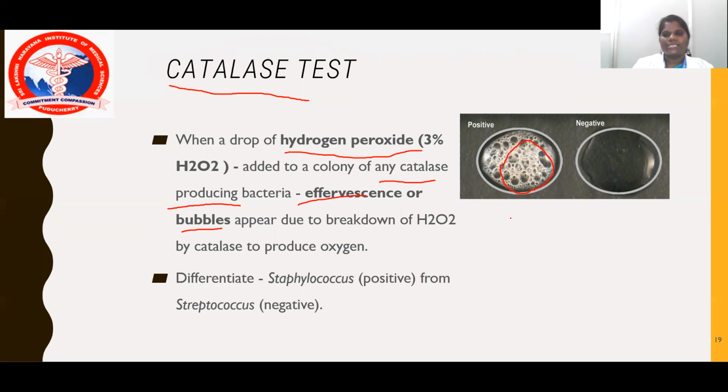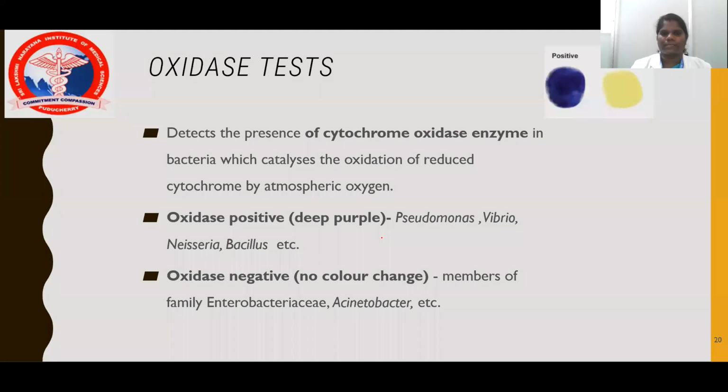Catalase tests are usually done to differentiate Staphylococcus from Streptococcus. Staphylococci will be positive, Streptococci will be negative. Based on this test, you can differentiate. Since Staphylococcus is gram positive and Streptococcus is also gram positive, this test gives the weightage to differentiate between Staphylococcus and Streptococcus. Coming to the oxidase test, basically it detects the cytochrome oxidase enzyme, which the organism has.